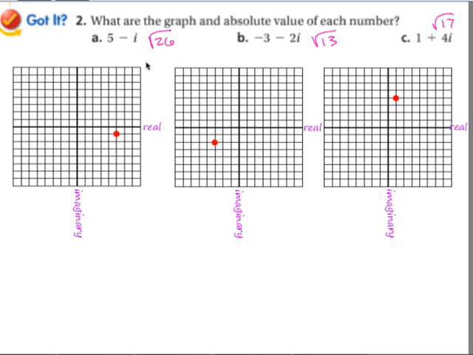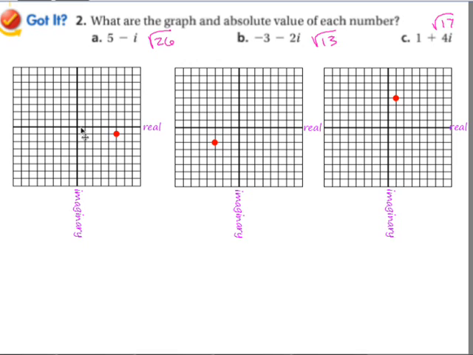All right, so let's take a look. Here's what I got. We'll look at the absolute values first. I got the square root of 26. That's just 5 squared plus 1 squared. Okay, and then it's the square root of that. Here, negative 3 squared is 9. Negative 2 squared is 4. 9 plus 4 is 13. 1 plus 16 is 17. So there's the absolute values of each of these numbers.